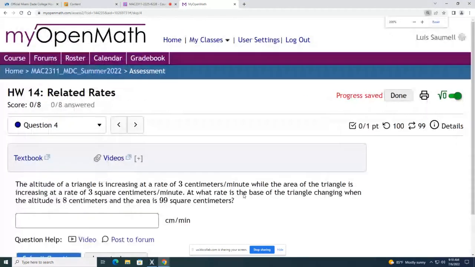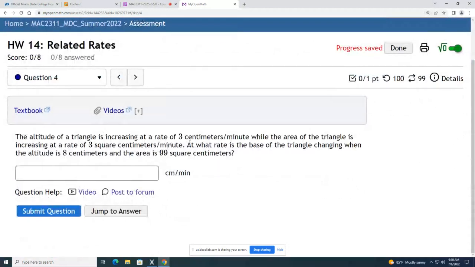Okay, let's see. So the altitude of the triangle is increasing at a rate of 3 centimeters per minute. So they're telling you the speed at which it's increasing, while the area of the triangle is increasing at a rate of 3 square centimeters per minute. At what rate is the base of the triangle changing when the altitude is 8 centimeters and the area is 99 square centimeters? So the first thing that you should do is draw a little picture.